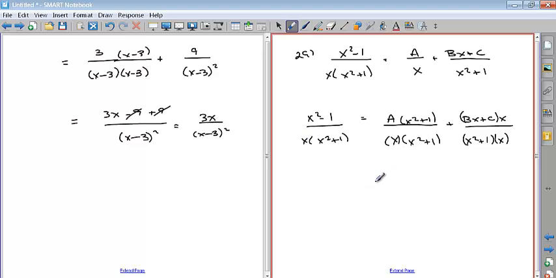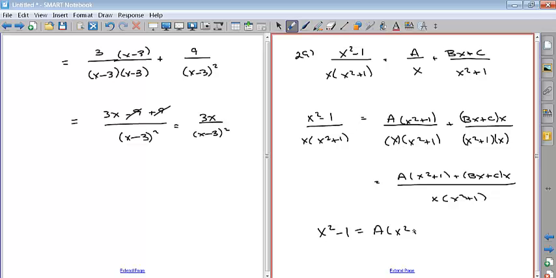Okay. Now you combine the two fractions on the right, so you get a times x squared plus 1 plus bx plus c times x, all divided by x times x squared plus 1. So just like in the previous ones, we now have the same denominator on the left and right hand side. So you set the numerators equal to each other and then figure out what a and b and c need to be to make this thing work out.